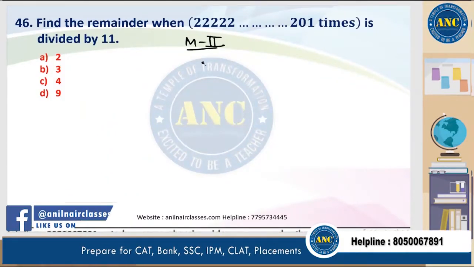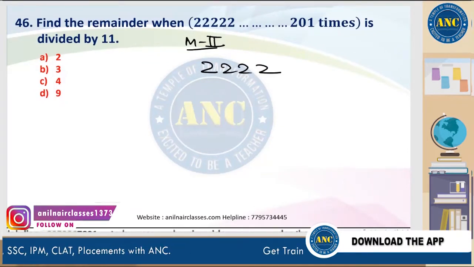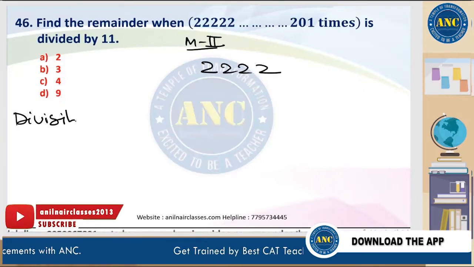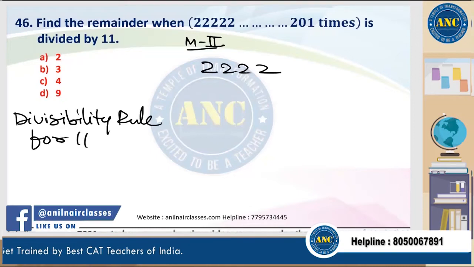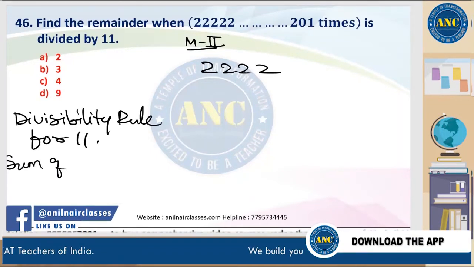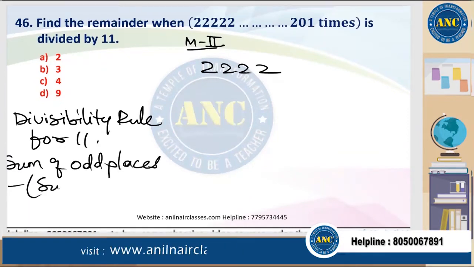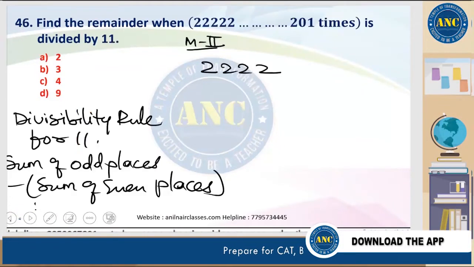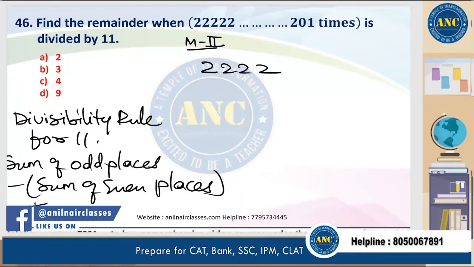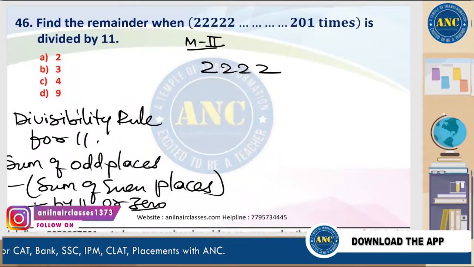Method 2. If 2 is written 4 times, what is the divisibility rule of 11? Another divisibility rule for 11: sum of odd places minus sum of even places should either be divisible by 11 or 0. Am I right? Divisibility rule of 11.